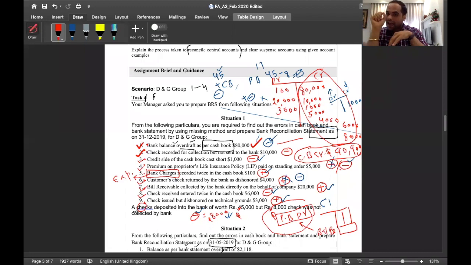Explanation of every single transaction is important. You have to explain why you are writing, for example, this particular number in the negative column. Why are you doing that? You have to explain it. All the transactions you have to explain. So explanation is very important.